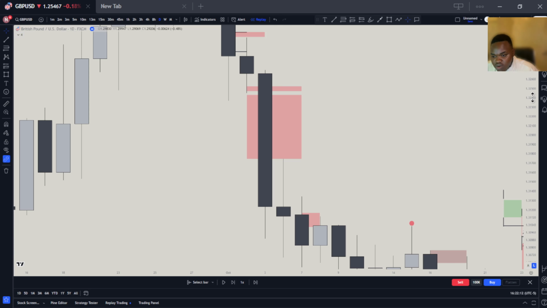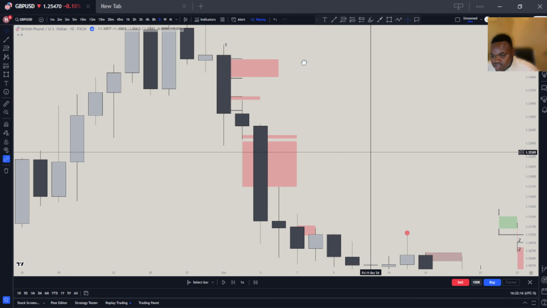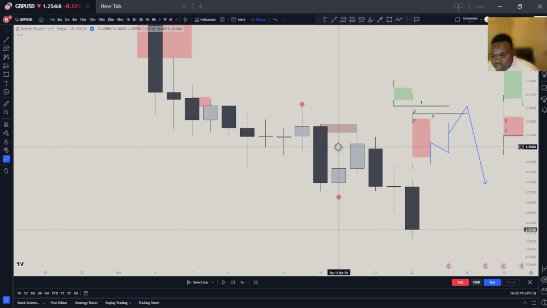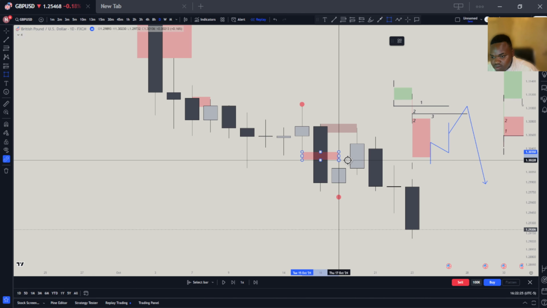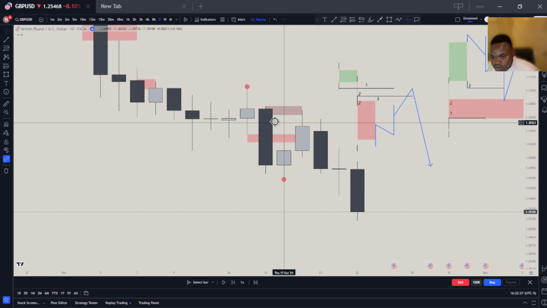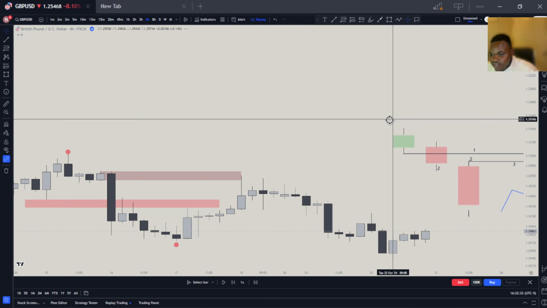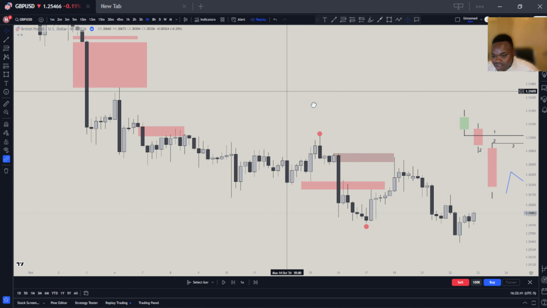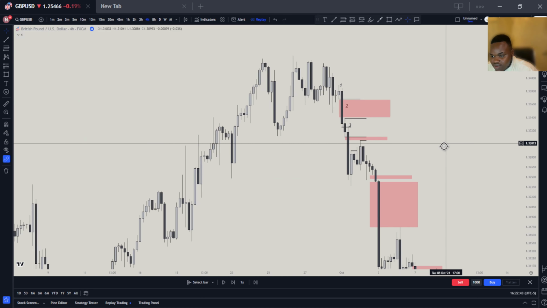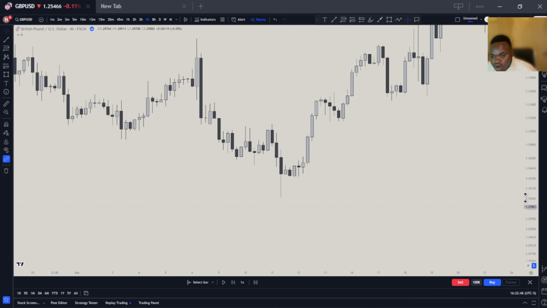So what you should focus on is the major inefficiencies. Just focus on your major inefficiency. This right here also, this was an inefficiency. Focus on your major inefficiency or imbalance. There are inefficiencies everywhere in the market. Every time frame you go to, you will meet an imbalance there. So let's check out for an uptrend.